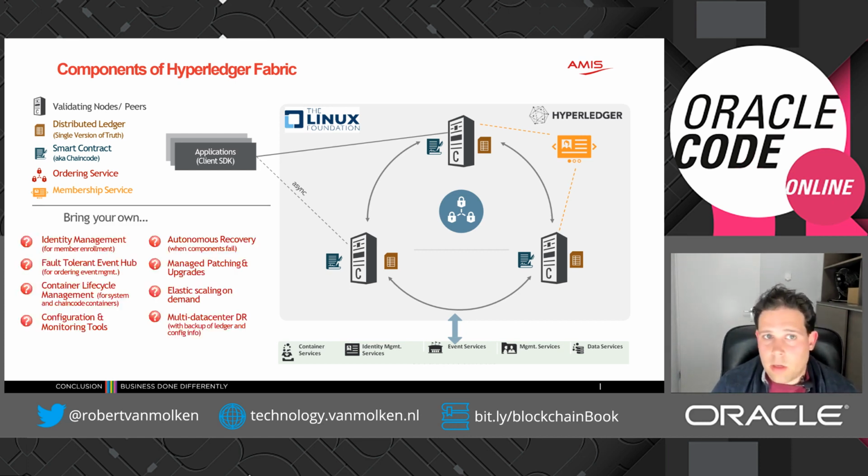So if you use Hyperledger Fabric, you need to bring your own identity management and fault tolerance, you need to do container lifecycle management, and you need your own configuration and monitoring tools; that's not included. If you want to have recovery, you need to have failover of components, and you need to configure and manage that. Also scaling, and if you have data recovery, you need to do that. So how are you going to do your backup of the ledger and even the configuration information?